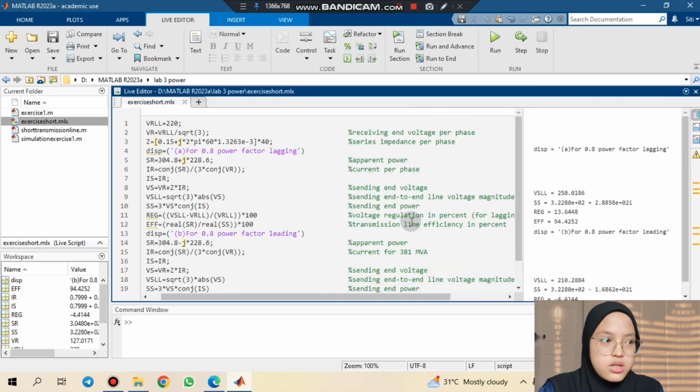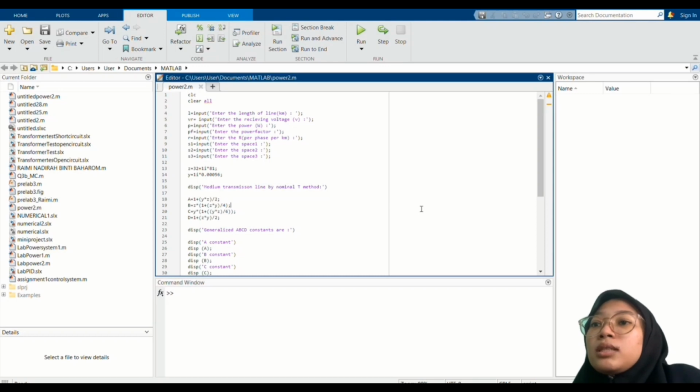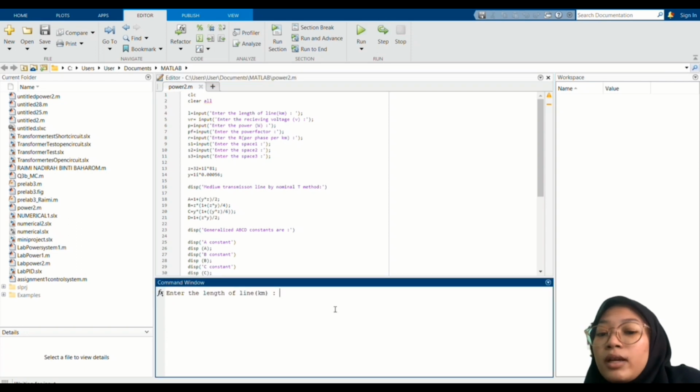Then we will proceed to the second exercise, which is the medium transmission line. That's all from me. Alright, so this is the coding for medium transmission line. The coding is stated in the left sheet, and then we run, and we enter the length of line, which is 200, and enter the receiving voltage, which is 132, since it's kilovolt.